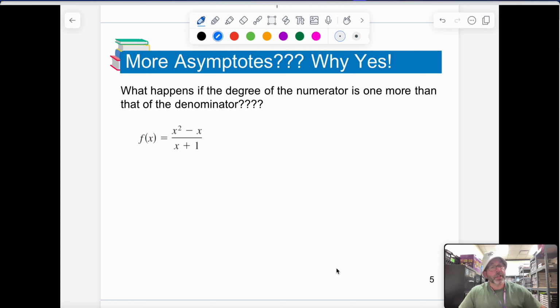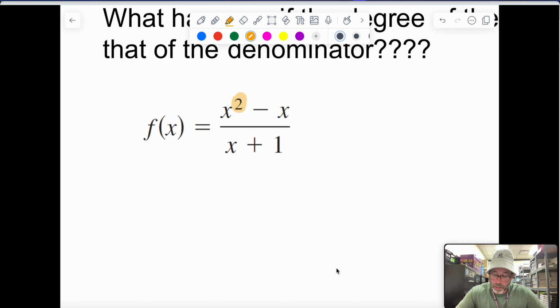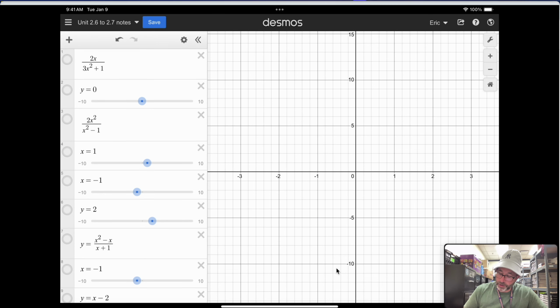Now this is where we talked about what happens if the degree on the top is actually 1 bigger than the degree of the bottom. We have the 2 on the top, and we have a 1 on the bottom here. What happens in this instance? Well, let's look at the graph and see if we can figure out what's going on here. Okay? Turn those off. There we go.